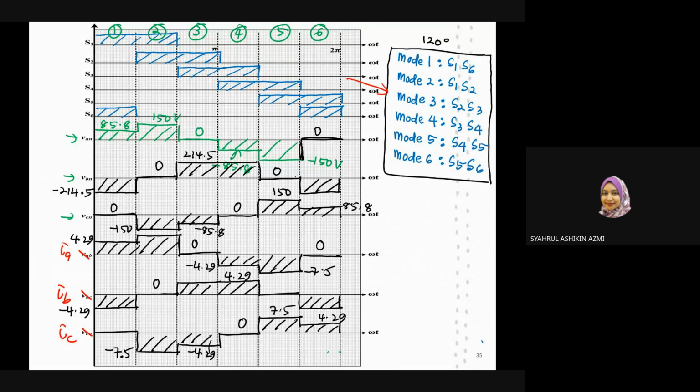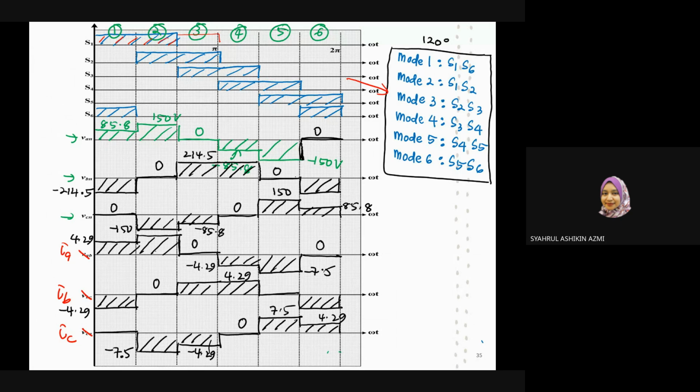So for 120, you use two shaded boxes, two sections over here, to indicate that this is 120. If let's say 180, you need to shade three boxes, up to here. This is for 180. Once you have shaded all these gatings in the waveform and identified the switches for each of the modes, you can come up with the modes from mode 1 to mode 6.